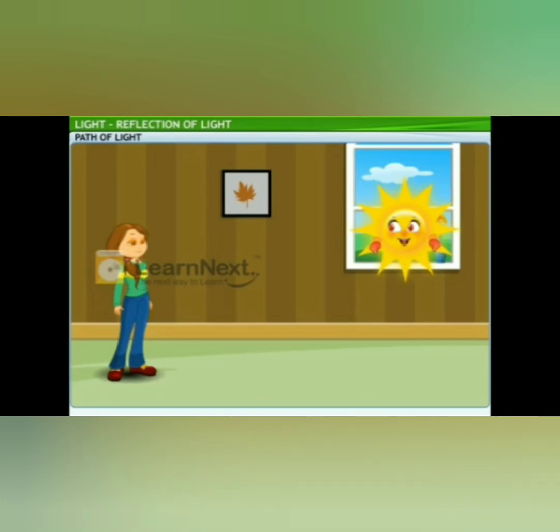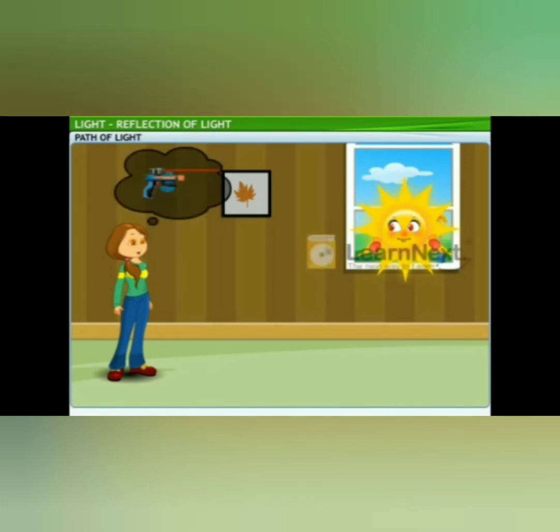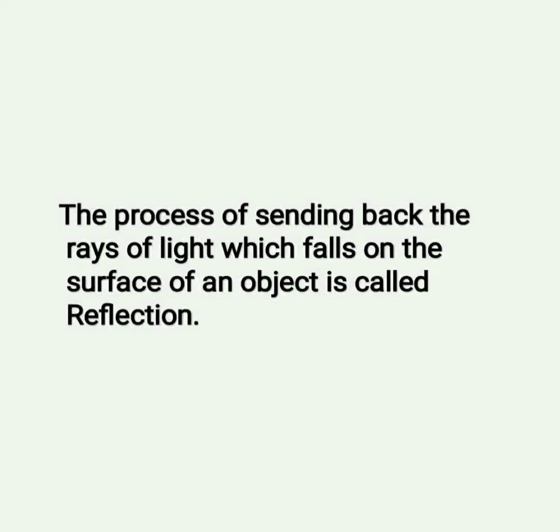Can you think of any instances where you noticed light traveling in straight lines? How about the red beam of light emitted by the laser toy gun my little brother plays with? That's a good example. Now let us come to our third topic, reflection.